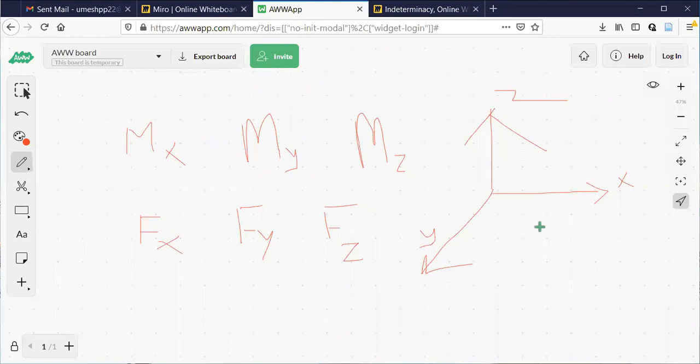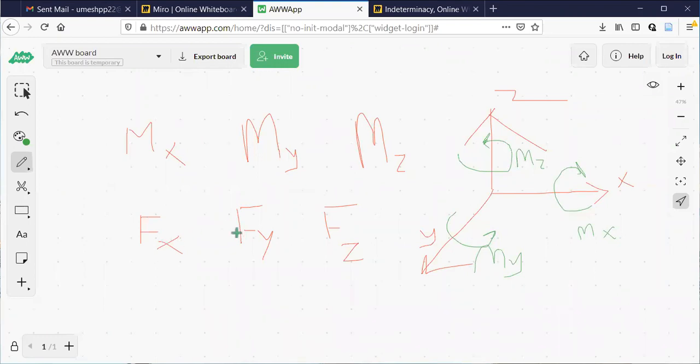Now, if the body can rotate about this line, this is Mx. If the body can rotate about z-axis in this way, Mz. If the body can rotate about y-axis like this, My. It means you are having 6 equations of equilibrium, not 3. 3 are there for plane frames.